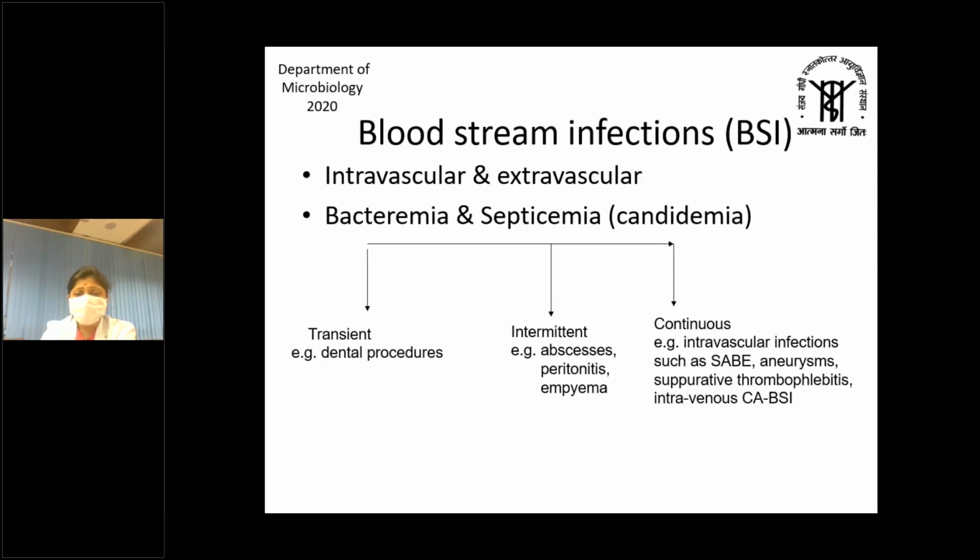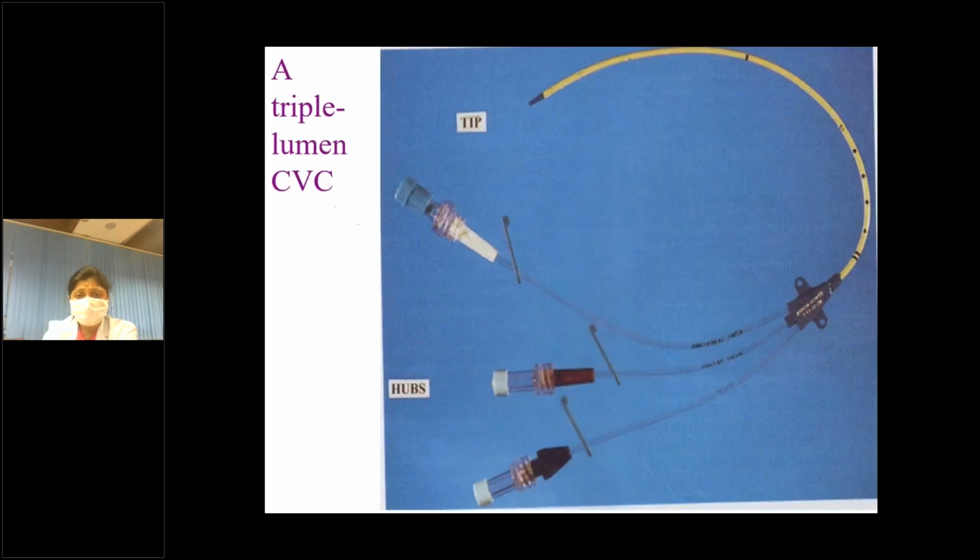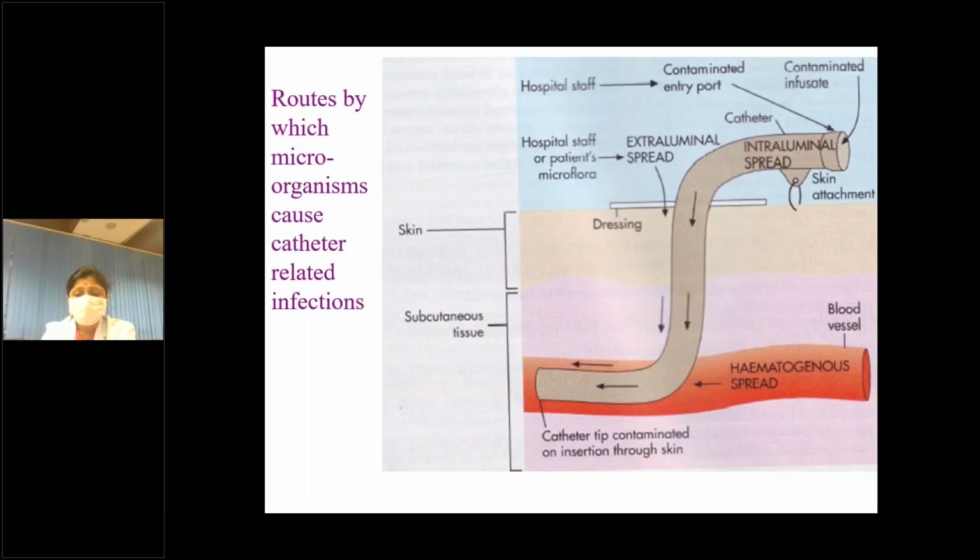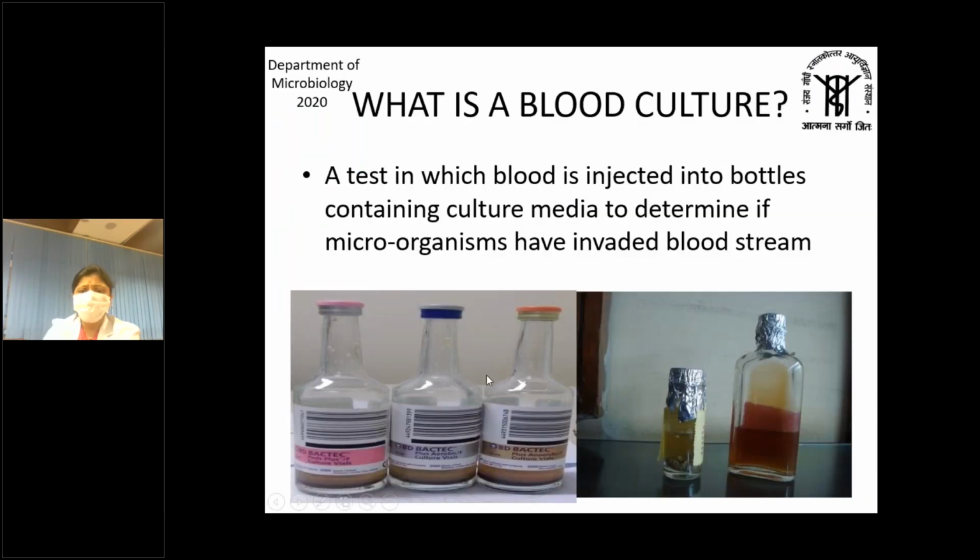Bloodstream infections, I'll not go into the details of that, but I'm sure all of us are familiar with the triple lumen CVC catheter. Usually the hematogenous route is the spread for bloodstream infection, especially the extraluminal spread where there is contamination by the skin flora. So the most common is the extraluminal infection.